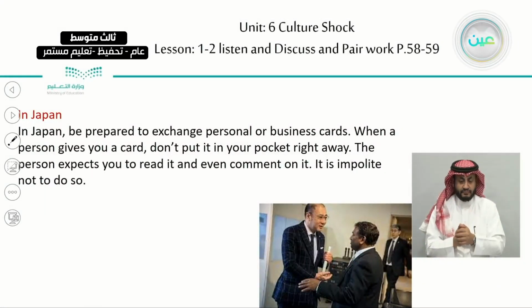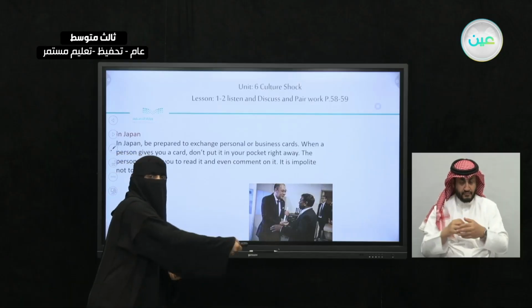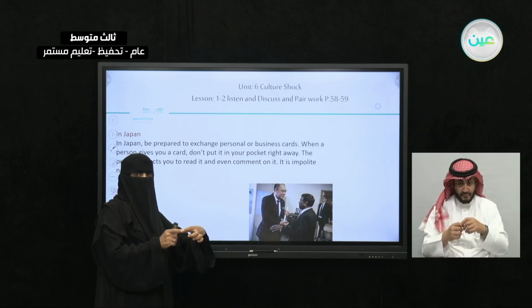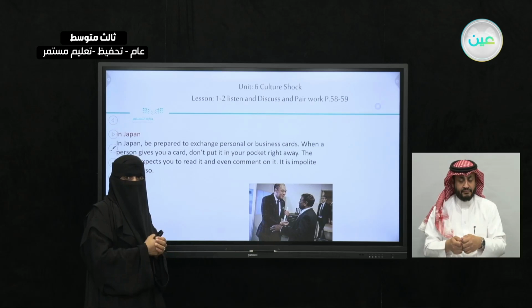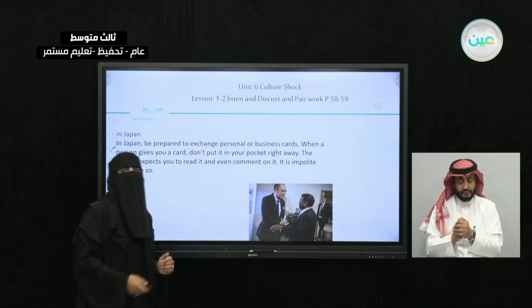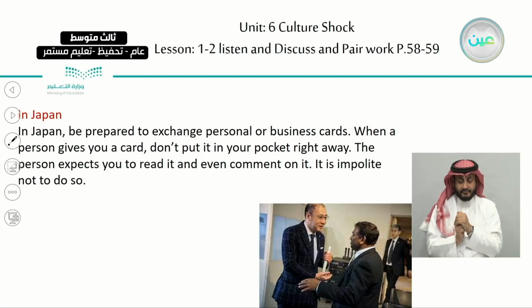Now we have another example, which is in Japan. Let's hear the text together. I think in the picture in your book, you have two men and a man is handing out a card, right? A card. We call it a business card. He's handing out the business card to the other person, okay? Let's hear the text together and see the questions and answers.